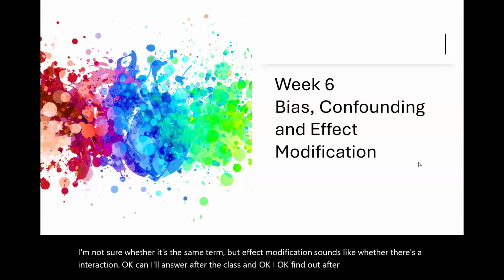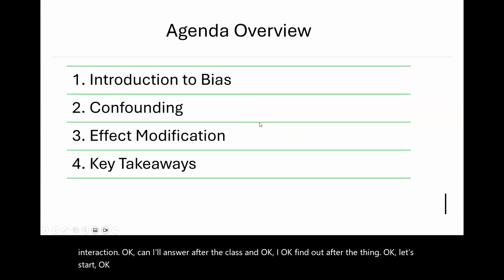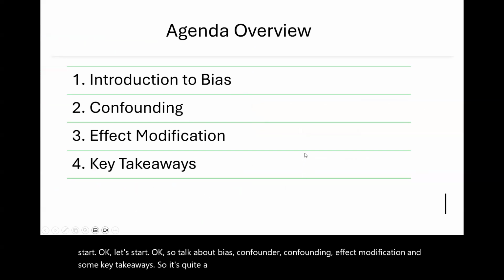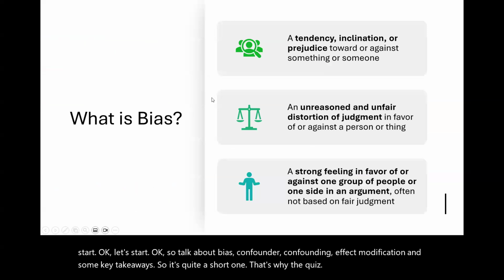Okay, let's start. So we'll talk about bias, confounder, confounding, effect modification, and some key takeaways. So it's quite a short one. That's why I have a quiz. Okay, so what is bias?